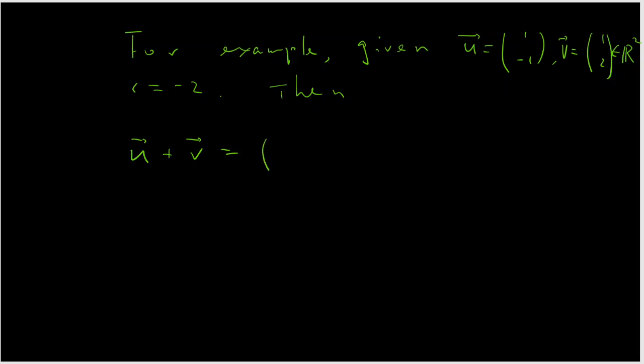It's easy, right? You just add the corresponding components. The first component is coming from 1 plus 1, the sum of the two first components in u and v, I think is 2, right? And likewise, the second component is 1.